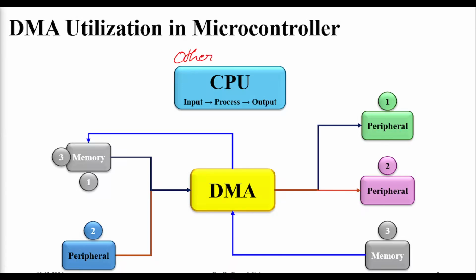So the CPU can be used for other important tasks. For example, reading the inputs from interrupts and processing the data, and so on. So in this way, DMA can be utilized to obtain a better performance in the microcontroller.